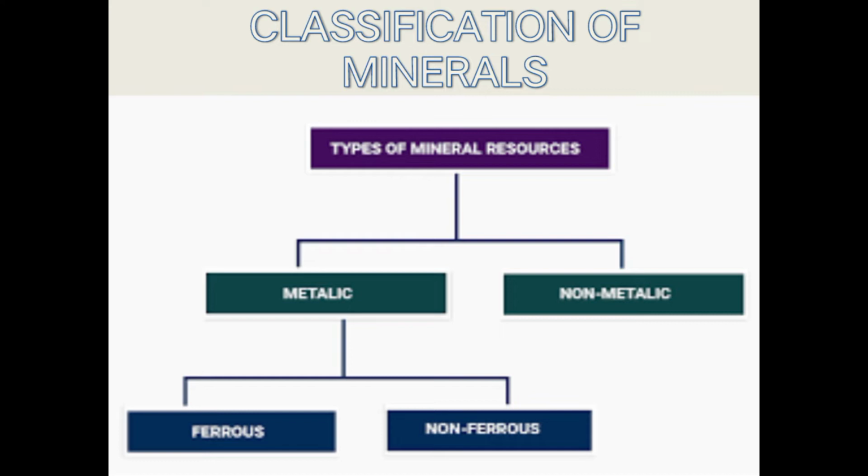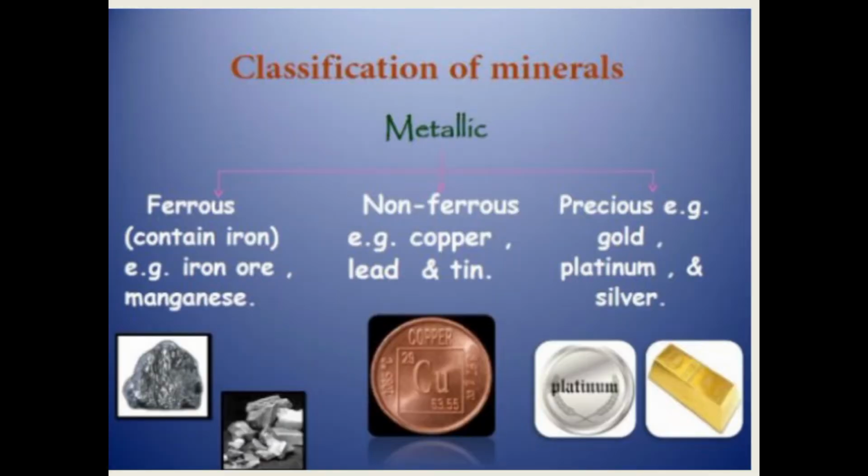The classification of minerals. Minerals can be classified into metallic and non-metallic. Once again, we classify metallic minerals into ferrous and non-ferrous. Ferrous metals contain iron, for example iron ore and manganese. Non-ferrous metals, which do not contain iron, are copper, lead, tin, etc. There are also some precious minerals like gold, platinum, and silver.